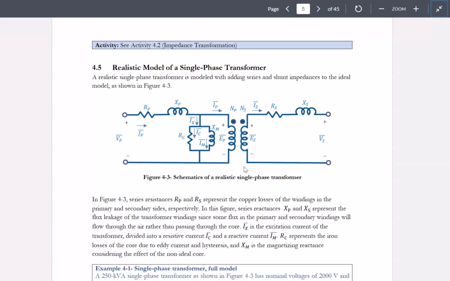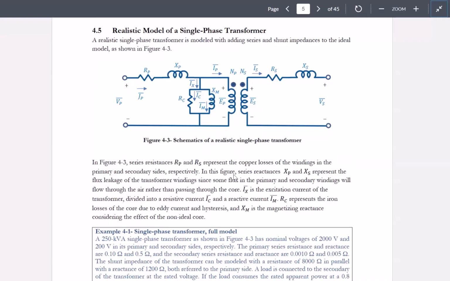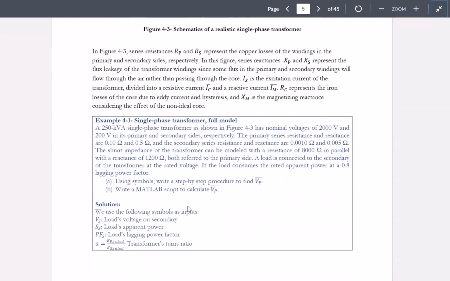So we can use KVL and KCL in order to analyze a real transformer based on the values that have been provided for these components. Let's look at one example here. Example 4.1. We have a 250 kilovolt-amp single-phase transformer. And when we say 250 kilovolt-amp, that means the rating of this transformer. This transformer can take up to this much in terms of apparent power. So this kVA is generally a combination of active and reactive powers together in the form of apparent power.